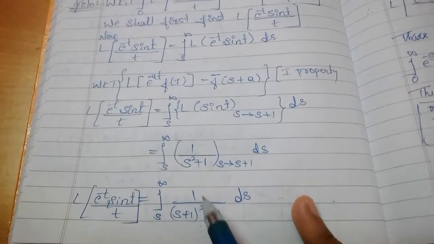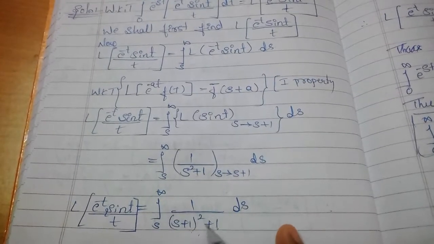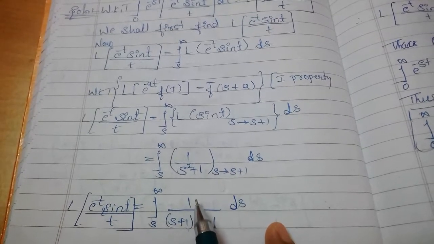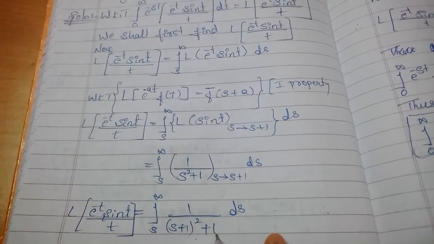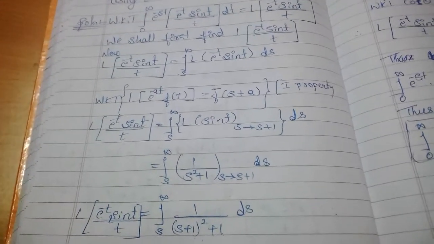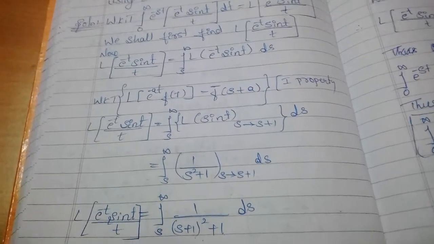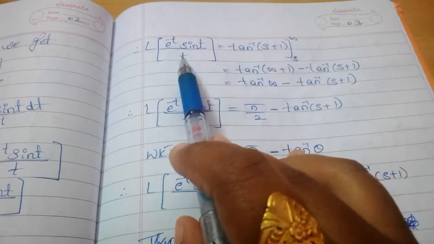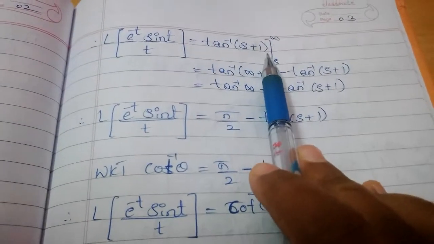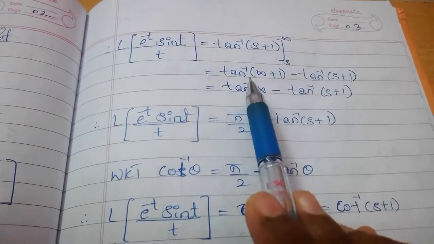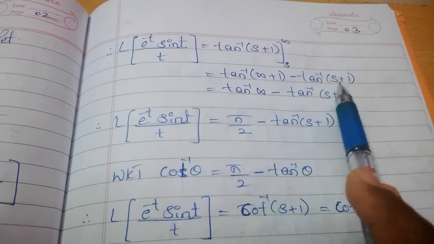We know that the integration of 1 divided by x square plus 1, or 1 divided by x square plus a square, is tan inverse of x, like that. That integral value: the Laplace transform of e raised to minus t sin t divided by t is equal to tan inverse of s plus a, integration from s to infinity. First we have to substitute the upper limit, tan inverse of infinity plus 1, minus tan inverse of s plus a here.